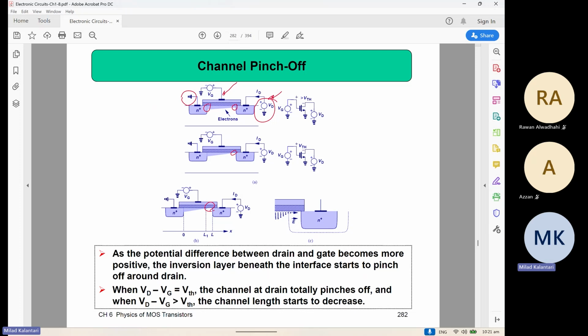So we called it the channel is pinched off. So the channel is pinched off. After a certain value for the VD, in fact, the channel starts to pinch off, and then it seems that there is no way to increase the current.